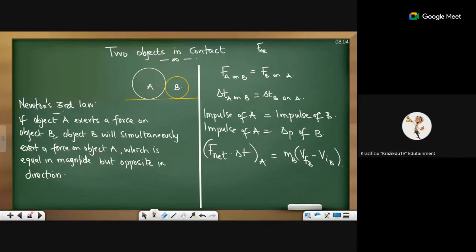So if I then tell you to calculate impulse, the impulse of A will be F net of A multiplied by delta T of A. Make sense? Yes, sir. But F net of A is equal to F net of B, Newton's third law. And delta T of A is equal to delta T of B, same time of contact. That's why we said the impulse of A and the impulse of B, as long as they're in contact, are the same.